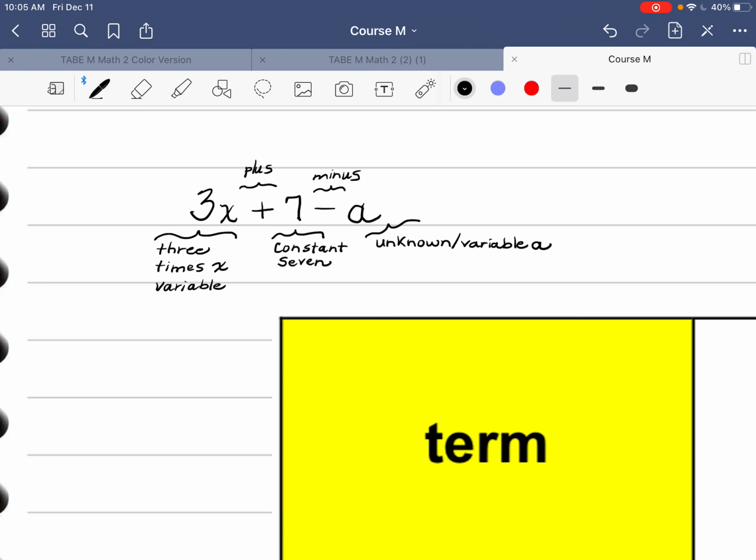So this expression, let's write that. This is an expression with 3 separate terms. 3 terms.